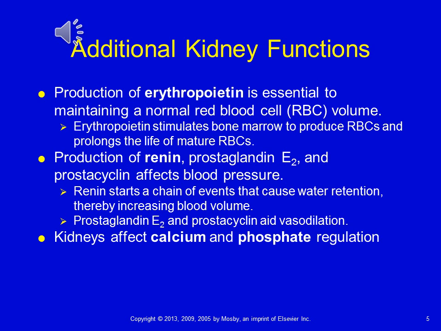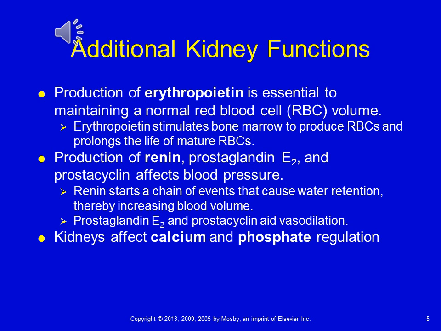In addition to filtering blood and creating urine, the kidneys have other amazing functions. They produce several substances vital to red blood cell production, blood pressure, and bone mineralization. They're responsible for maintaining a normal RBC volume by producing erythropoietin. Erythropoietin functions within the bone marrow to stimulate RBC production and maturation and prolongs the life of mature RBCs. Patients with chronic kidney conditions cannot produce sufficient quantities of this hormone, and therefore they are prone to anemia.